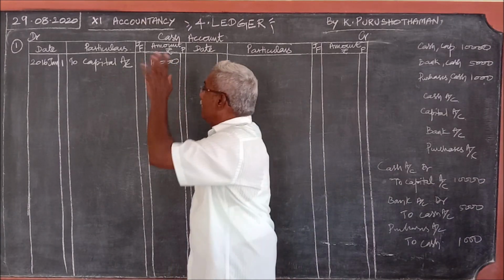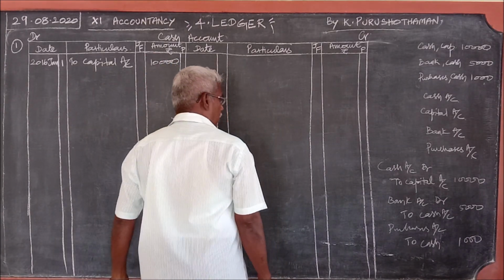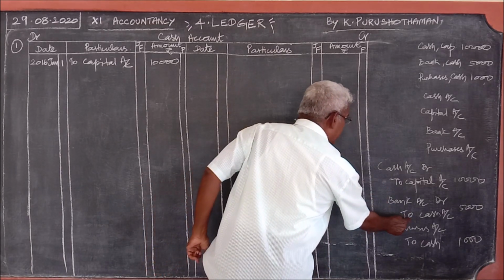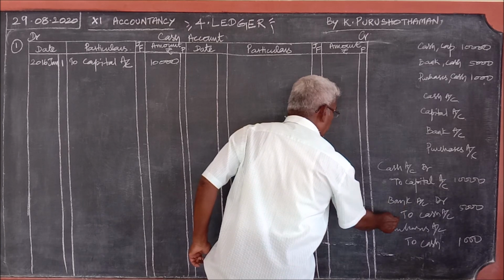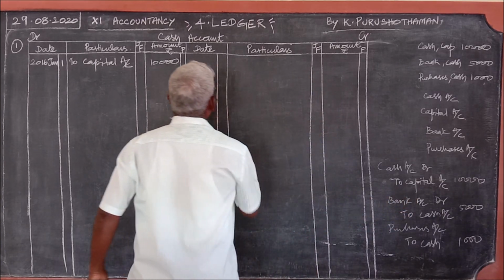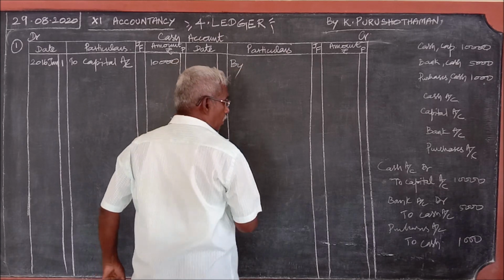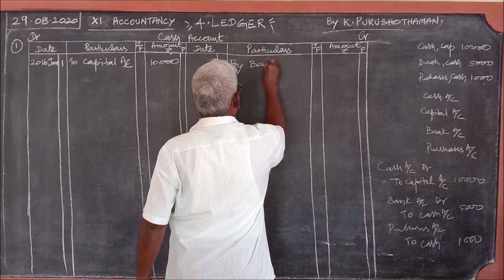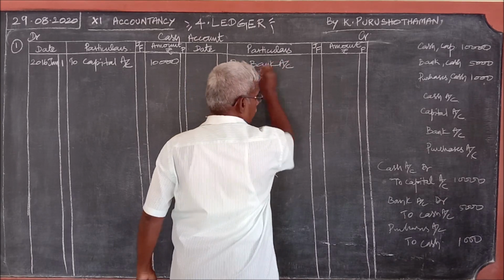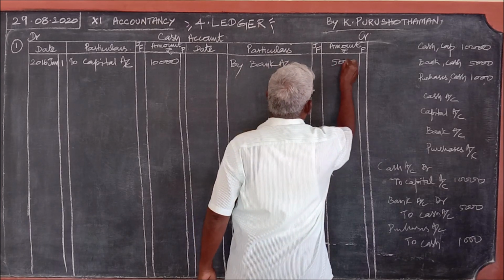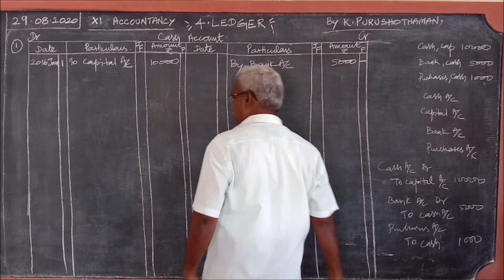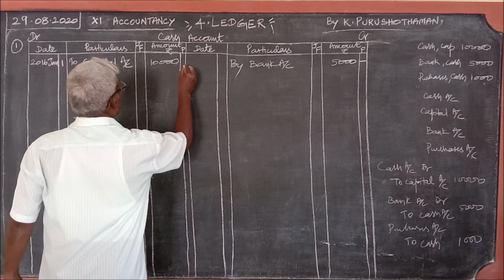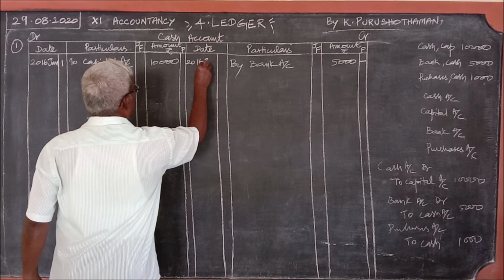That is the entry to capital account. So in the second journal entry, the cash account is on the credit. On the credit, therefore we should pass entry on the credit side only. And what is coming along with this cash? Bank account, therefore by bank account. Amount is 5,000. Date, it is on 5th, 2016 January.